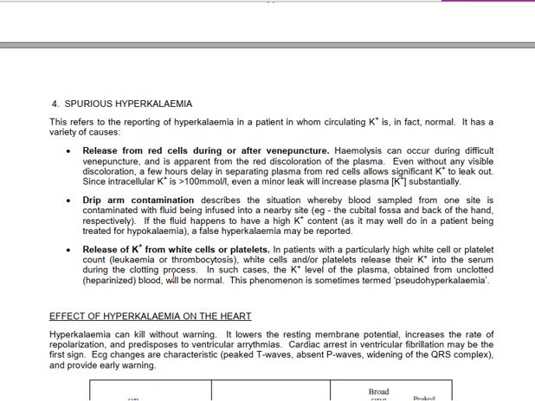Now, what are the causes of spurious hyperkalemia? You can have release from the red blood cells during or after venipuncture. When you do a venipuncture, you can have a spurious hyperkalemia, but the level of potassium ion in the circulation is normal. When you do a venipuncture, you can have hemolysis, which can result in the loss of potassium ion from the red blood cells, and which causes an acute increase in the potassium ion level.